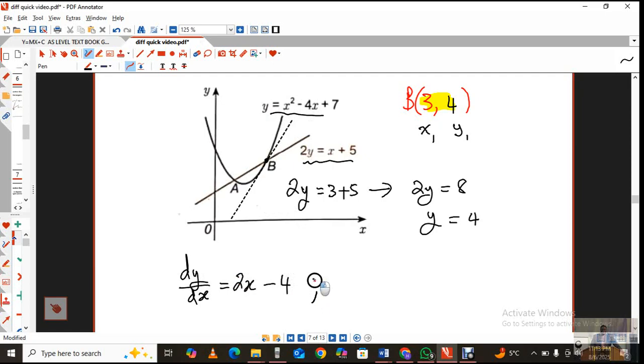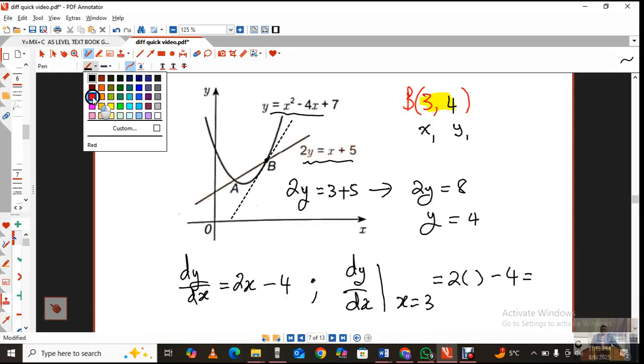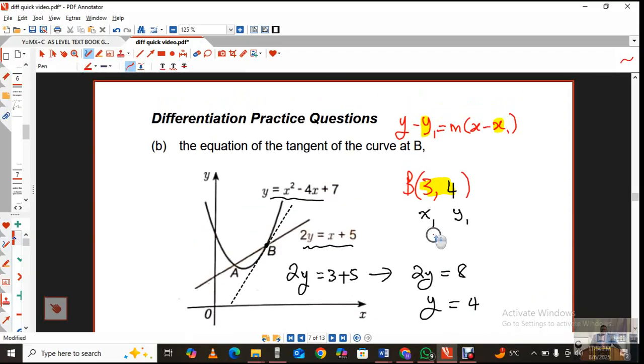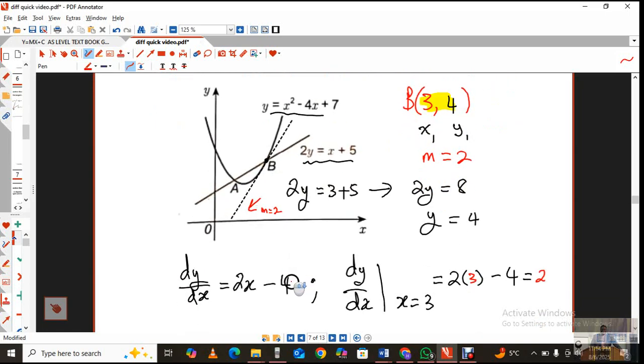Now, what do we know? We know that dy/dx when x is equal to 3 is going to be 2. So we are going to find what is our m. This is basically what we're doing here, when x is equal to 3. That is going to be 2. So my gradient is 2. So I have my gradient now. The gradient of this dotted line here, that gradient is equal to 2. Right, so the point is 3, 4.